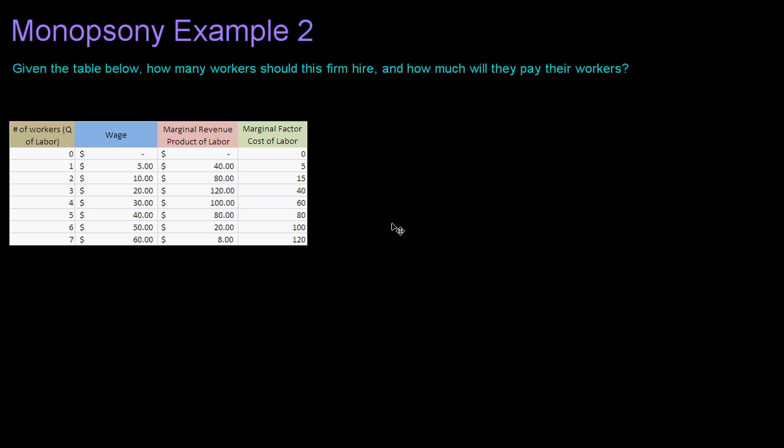Okay, so now I'm assuming you've either worked it through or you just want to see my explanation without working it through on your own. So I'm going to go ahead and start working on this problem. Given the table below, how many workers should this firm hire and how much will they pay their workers?